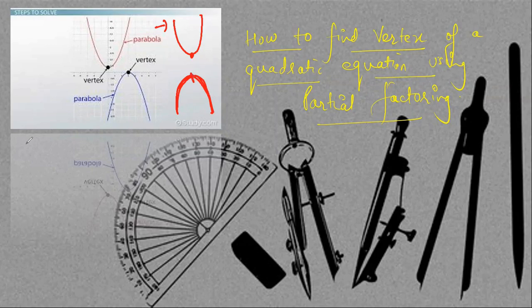Now, how do we find this vertex? By using partial factoring. It's a very easy process, so let's take an example. For that, we need a quadratic equation. Please remember, a quadratic equation is an equation in which the highest power of the variable is 2. Let's say I have the equation 2x square plus x minus 1. This is quadratic because the highest power of x is 2.